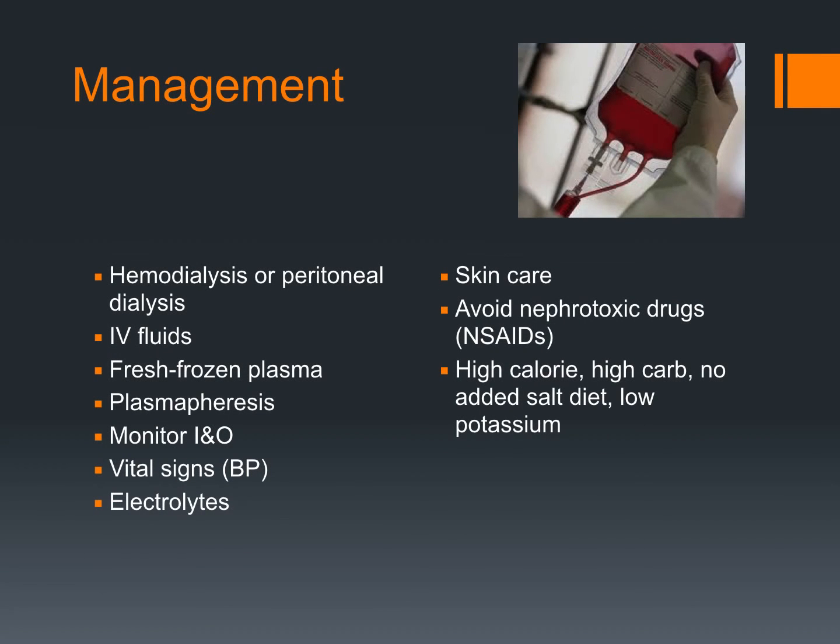Management includes hemodialysis or peritoneal dialysis. Hemodialysis or peritoneal dialysis is instituted in any child who has been anuric for 24 hours or who demonstrates oliguria with uremia or hypertension and seizures. Treatment also includes IV fluids, fresh frozen plasma, plasmapheresis, and monitoring intake and output, vital signs, and electrolytes.